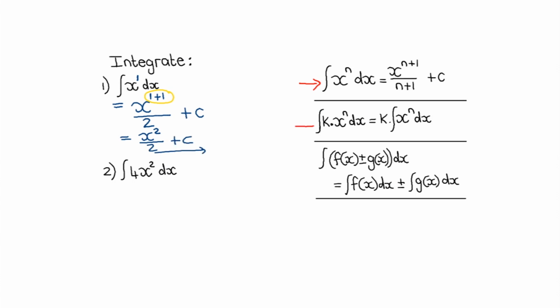If we look at the second example, it's where I'm going to use this rule because I see in this case I've got a constant 4.